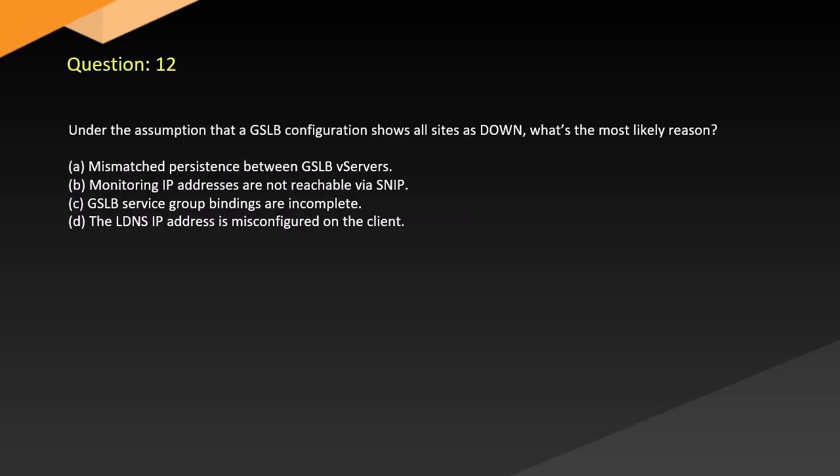Question 12. Under the assumption that a GSLB configuration shows all sites as down, what's the most likely reason? A. Mismatched persistence between GSLB servers. B. Monitoring IP addresses are not reachable via SNIP. C. GSLB service group bindings are incomplete. D. The LDNS IP address is misconfigured on the client.